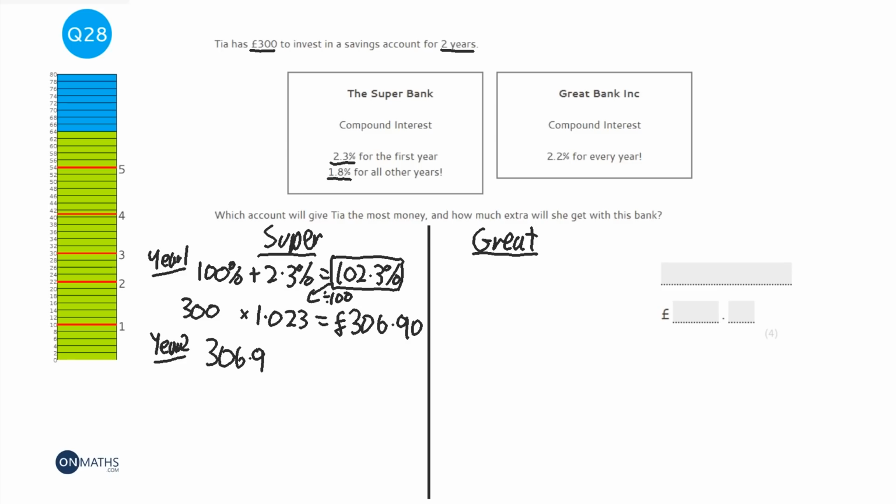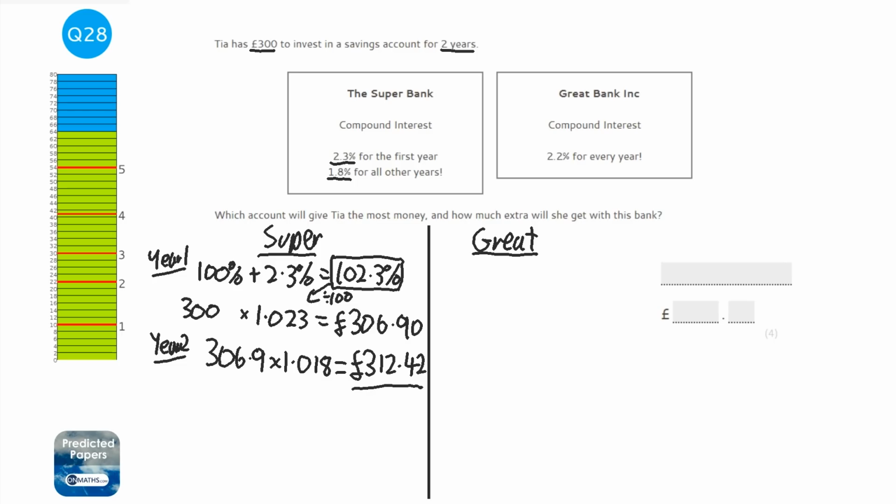So I could go through the same method as before, but actually when you start using multipliers you realise how to just go straight there. So it's going to be 1.018, but you could do 100 plus 1.8 is 101.8 and then divide that by 100. And what's that going to be? So 306.90 times 1.018, and that says it's £312.42, and I'm going to round it to the nearest penny. Okay, so that is super bank. That's how much we'd get.